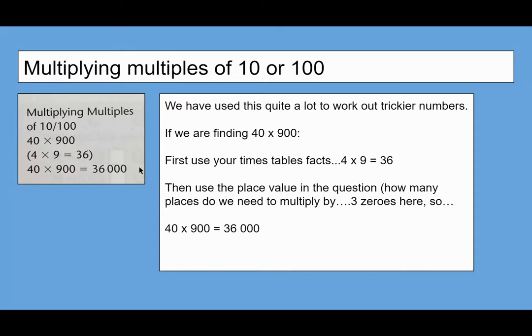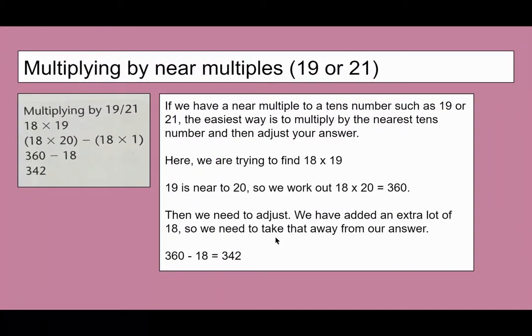Multiplying by multiples of 10 or 100. So I've used this quite a lot to work out trickier numbers. So if you're finding 40 times 900, simply do your times table fact. 4 times 9 is 36. And then we know that there's 3 places or 3 zeros to work with our number. So 40 times 900 is 36,000.